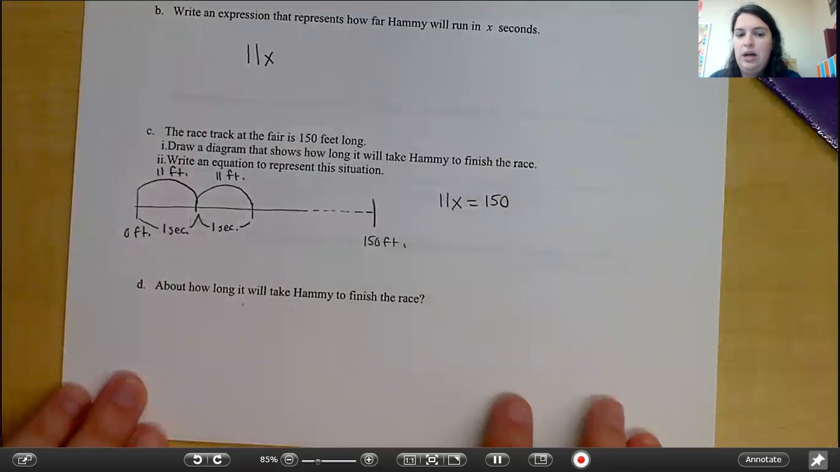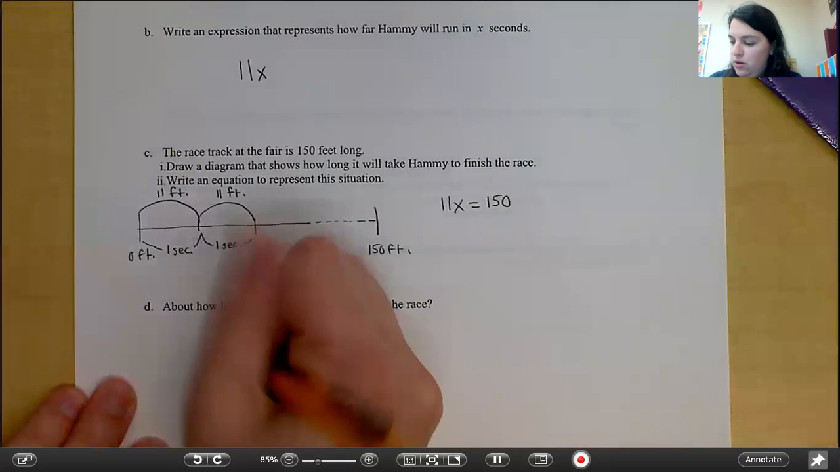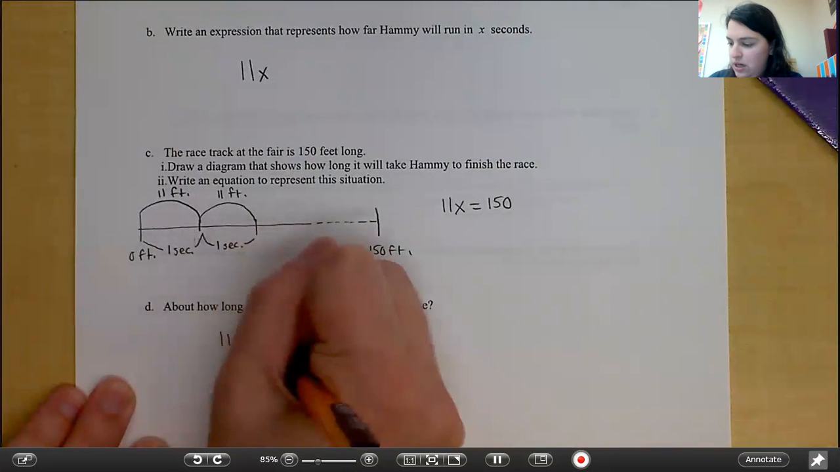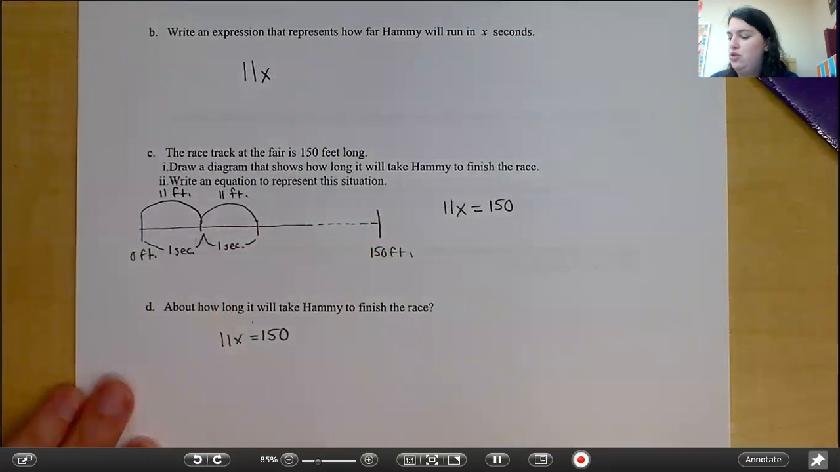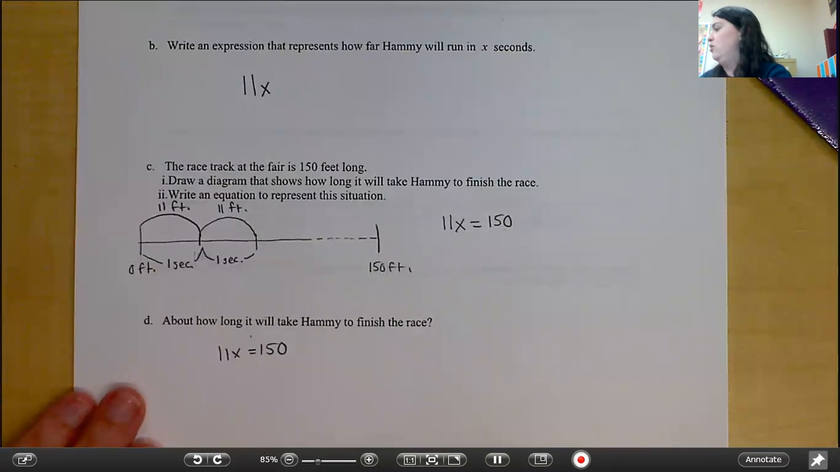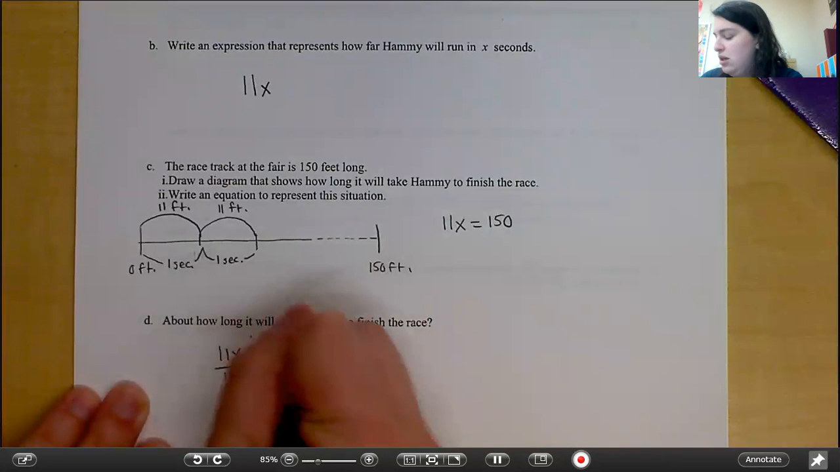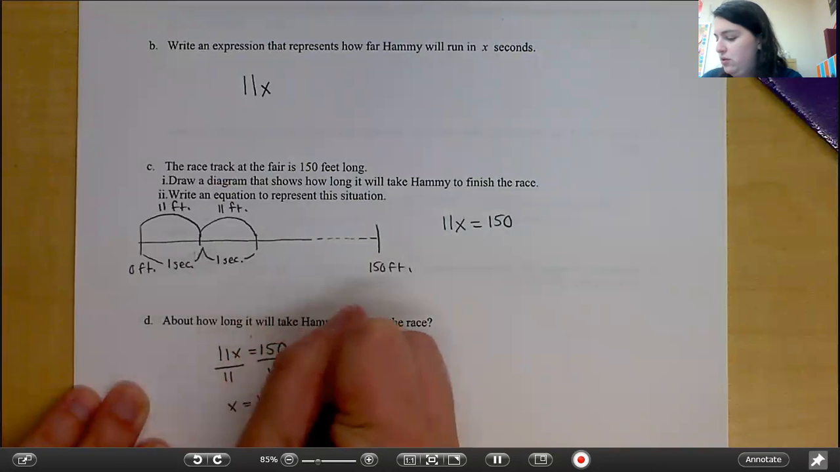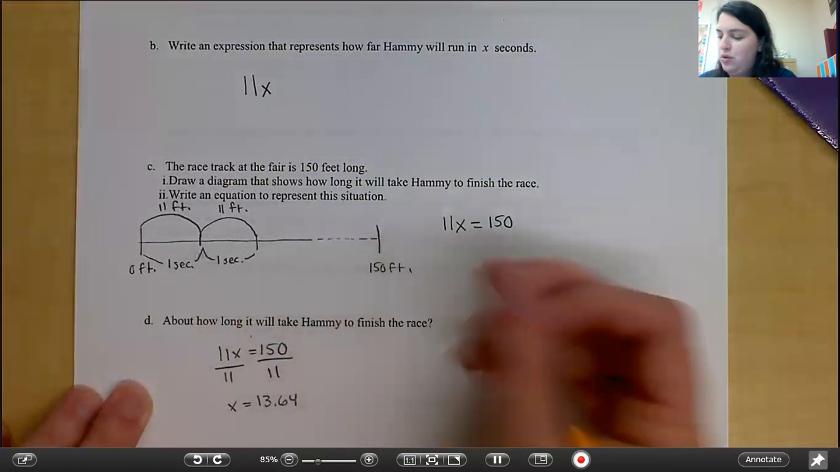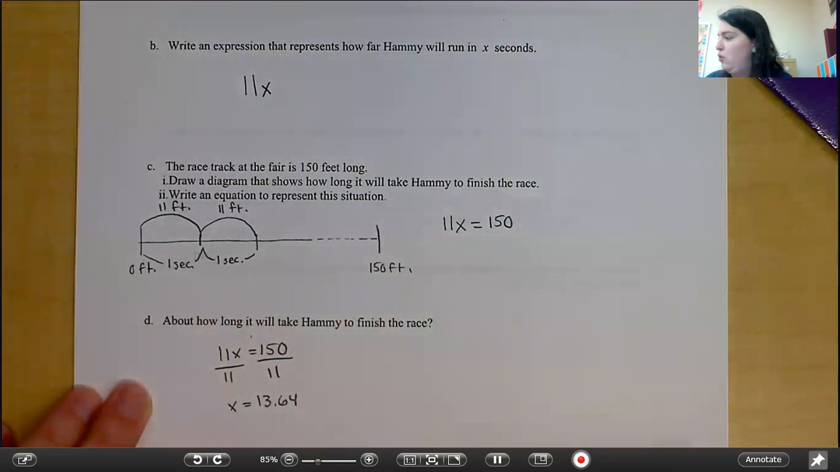Part D says, about how long will it take Hammy to finish the race? So you have your equation, 11x equals 150. So now you need to undo your multiplication. So go ahead and undo your multiplication. Divide both sides by 11. And you get x equals 13.64. So the pig will finish the race between 13 and 14 seconds.